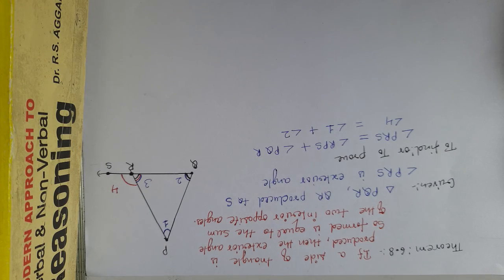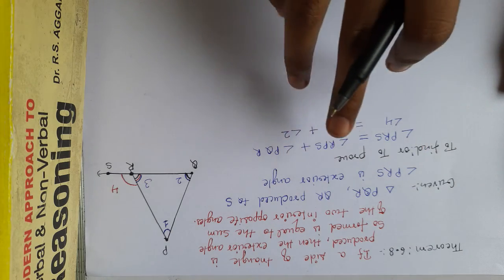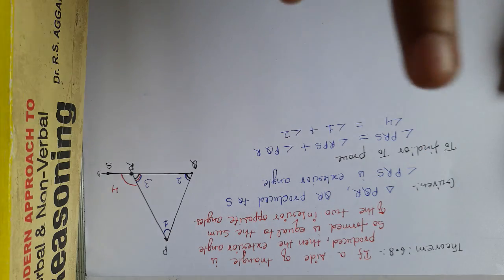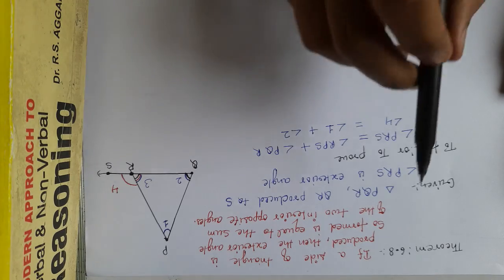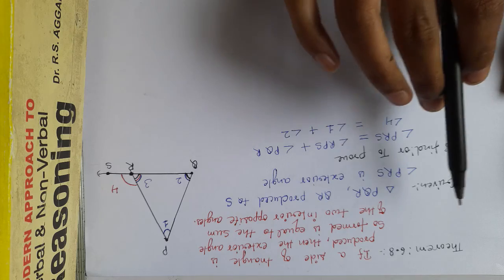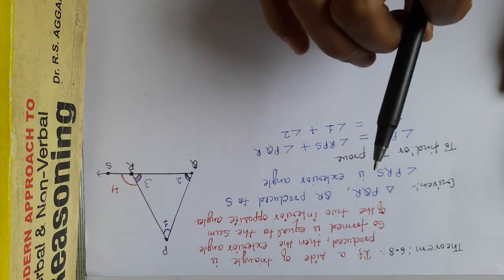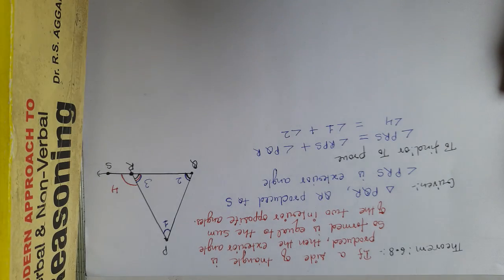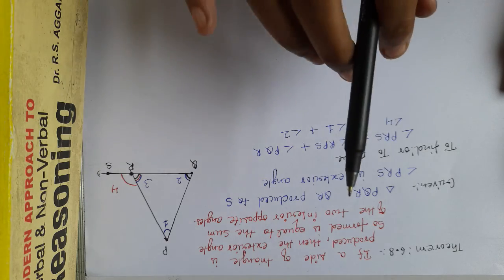Hello everyone. Today we are going to discuss theorem 6.8. What you can see here: if a side of a triangle is produced. In the earlier class we read about the angle sum property, so you have to remember that.